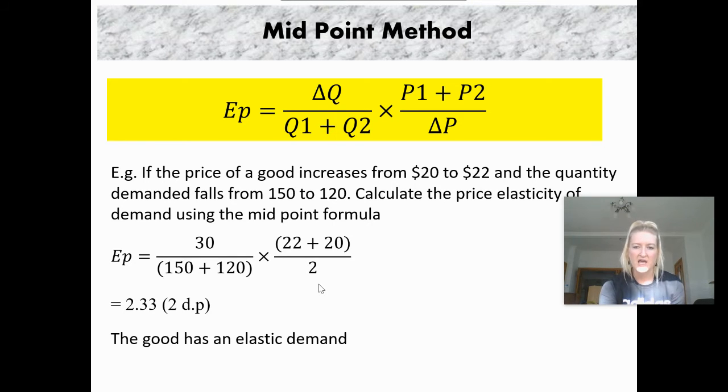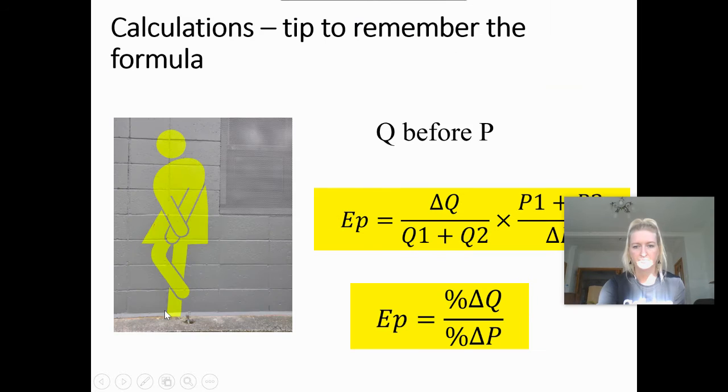Now notice that we haven't taken into account negatives, because our coefficients for price elasticity of demand are always negative. When the price goes up, the quantity demanded always goes down. So we don't worry about negatives for price elasticity of demand, because they're always negative, but we do later on when we look at income and cross elasticity, so keep that in mind.